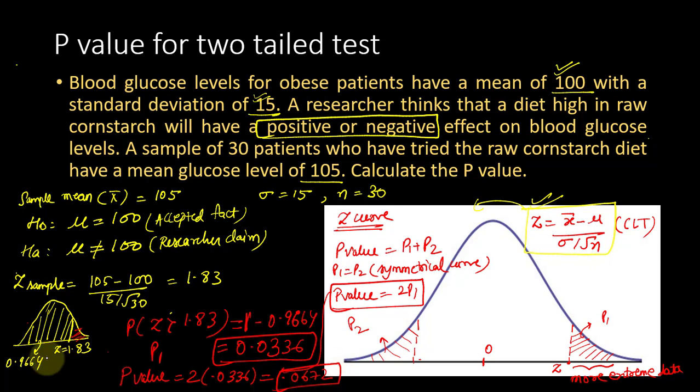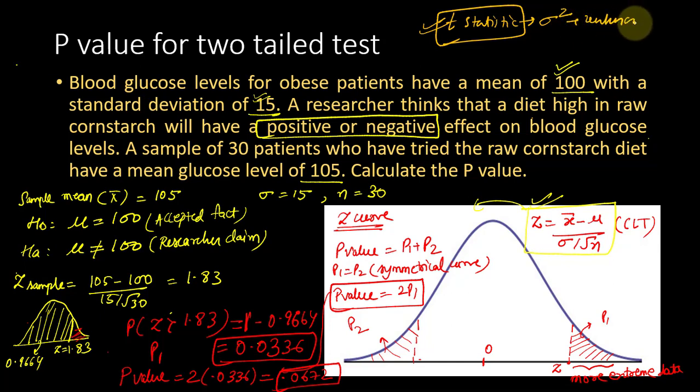Now I would like to also touch upon the case of the T statistic. We use the T statistic when we don't know the standard deviation of the population. So when this is unknown, we use the T statistic. What would have been the case had we not known the standard deviation, that is 15? If this had not been known, we would have used the T statistic.